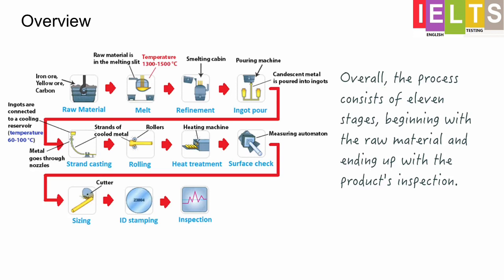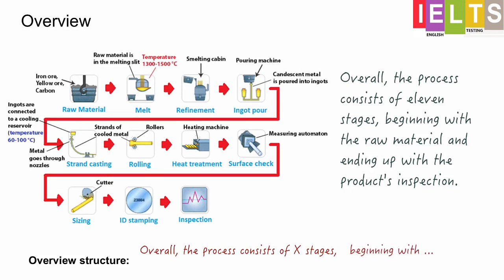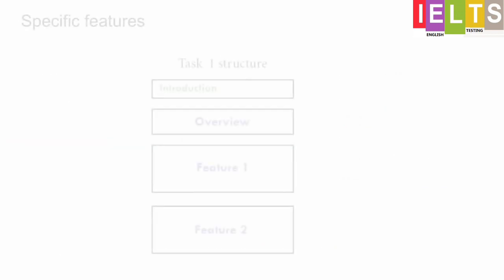Then, I gave the number of stages. I used the phrase, the process consists of 11 stages, to do that. And I also wrote how our process begins and ends. For this, I used the phrases, beginning with and ending up with. So, this is how you should structure an overview. Overall, the process consists of X stages, beginning with something and ending up with something. Well, that's all with our overview, and we move on to the next paragraph.